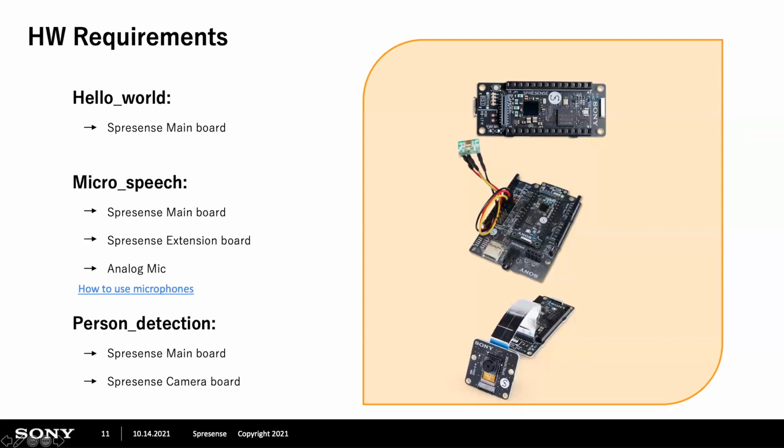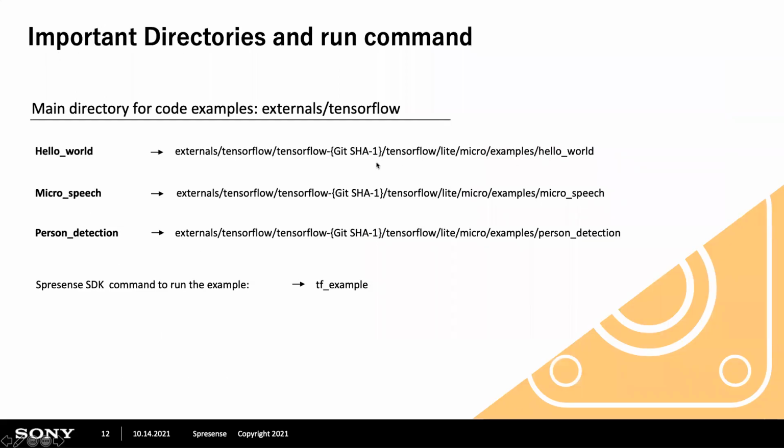Now you know the hardware. Let's look at the directories where you can get these files. This is straightforward. All of the examples go to externals, and then under TensorFlow for hello world, micro speech and person detection, these are the folders that you can access. And then the command is TF example. As I said, each TensorFlow Lite Micro example is wrapped into a command called TF example so that it can be run as a command in NuttShell. NuttShell is nothing but the NuttX command line used by the Spresense SDK. So just keep that in mind.